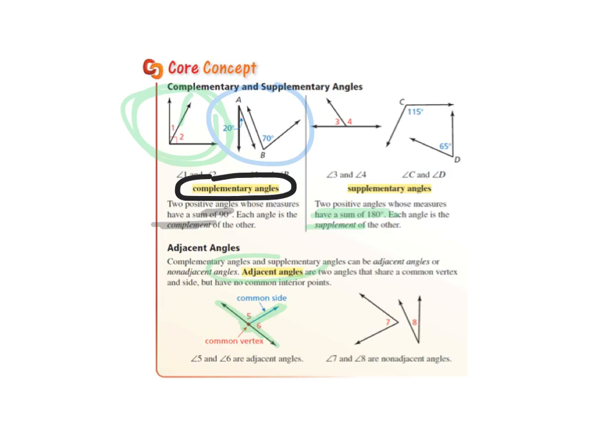Similarly, this right here, what I have circled in pink, those are supplementary angles that are also adjacent. However, right next to it, 115 degrees and 65 degrees adds up to 180. So they're supplementary, but they are not adjacent to each other.